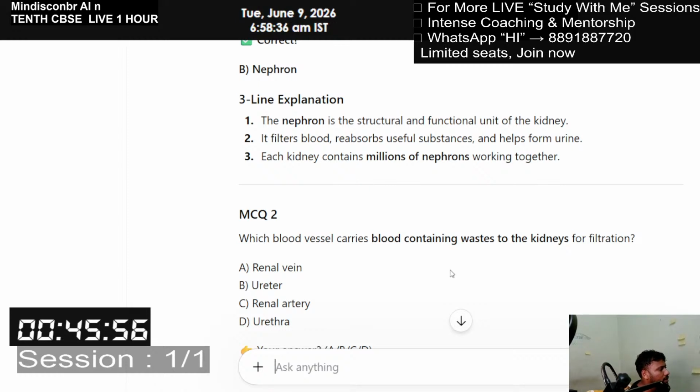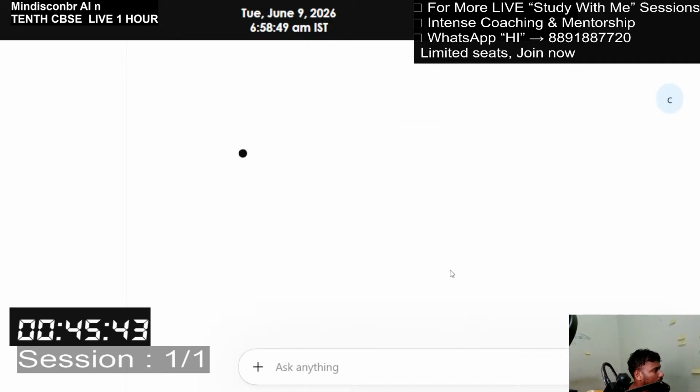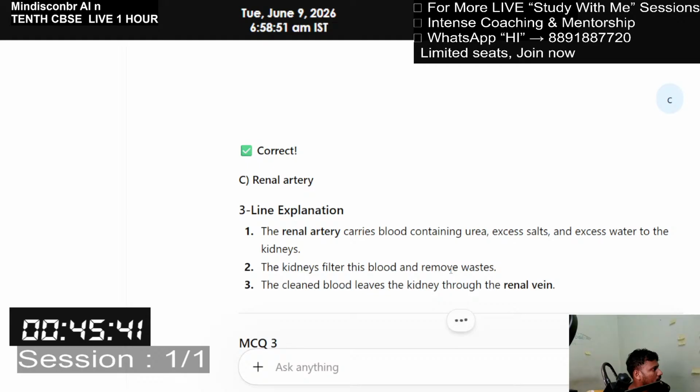Which blood vessel carries blood containing wastes to the kidney for filtration? Renal artery. The renal artery carries blood containing urea, excess salts, and excess water to the kidneys. The kidneys filter this blood and remove wastes. The cleaned blood leaves the kidney through the renal vein.